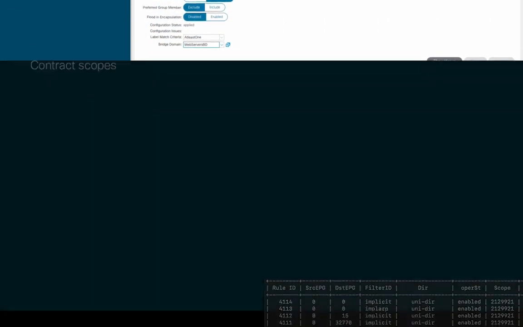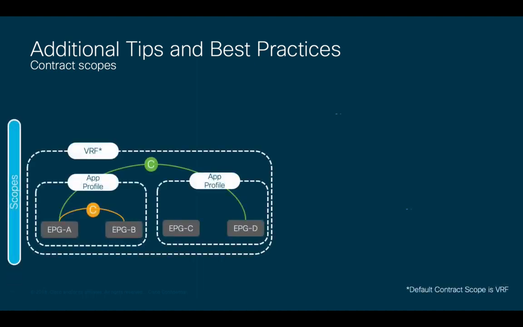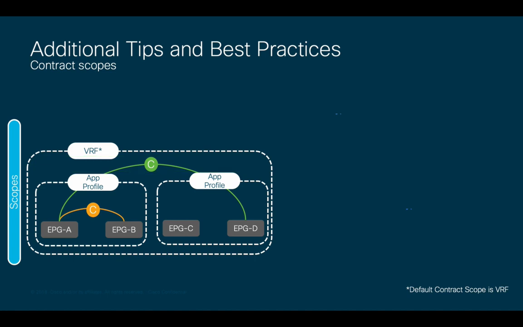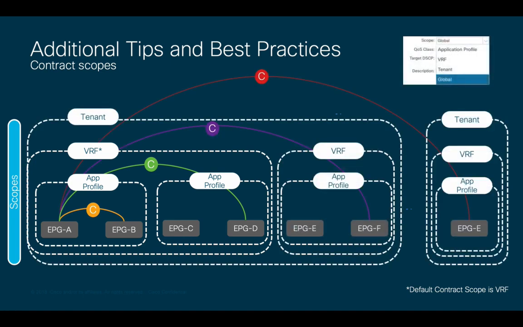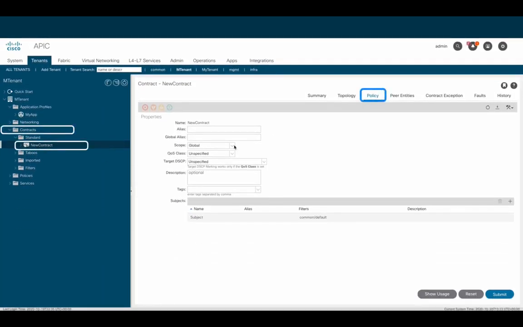In terms of configuration, we can also limit how contracts are used by defining their scope. By default, every contract we create has a VRF scope. This means that it can be used to communicate different EPGs in the same application profile or in different application profiles, as long as they belong to the same VRF. There are other scopes which may limit this further, either at the application profile level, at the tenant level, or even globally, allowing contract usability even across different tenants. You can adjust the scope of a contract any given time as shown.